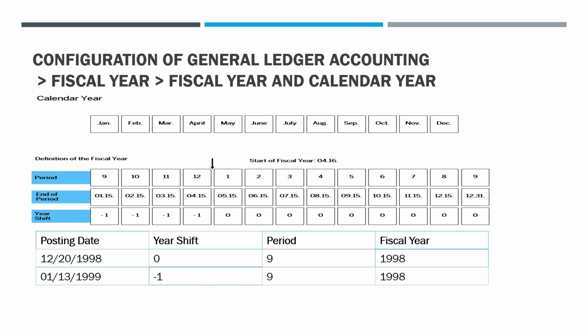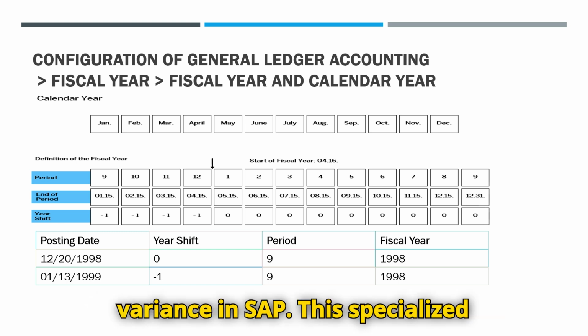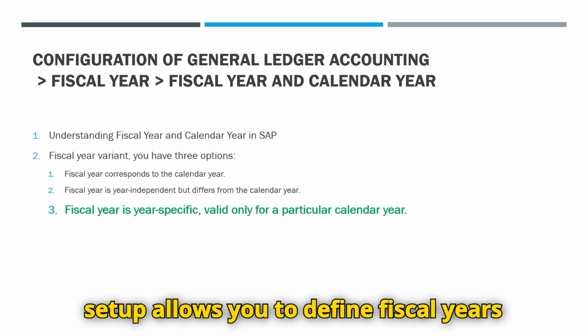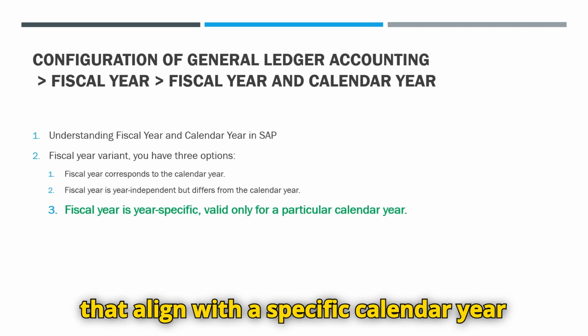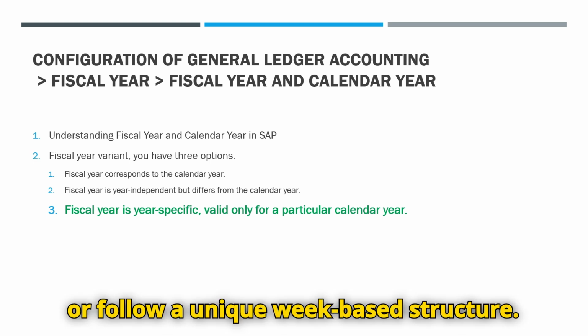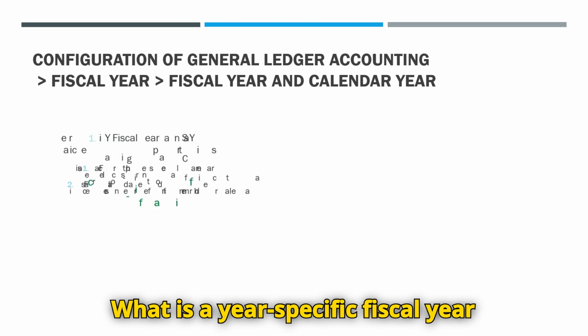Year-specific fiscal year variant. In this session, we'll explore the year-specific fiscal year variant in SAP. This specialized setup allows you to define fiscal years that align with a specific calendar year or follow a unique, week-based structure. What is a year-specific fiscal year variant?